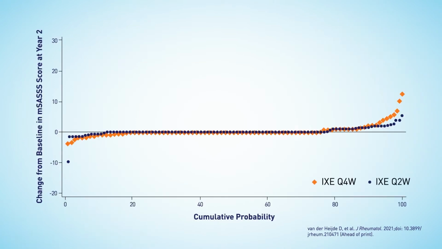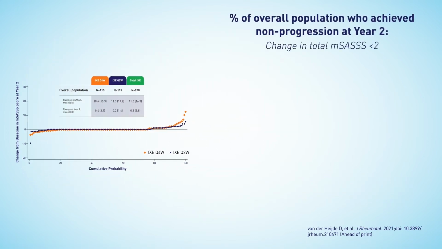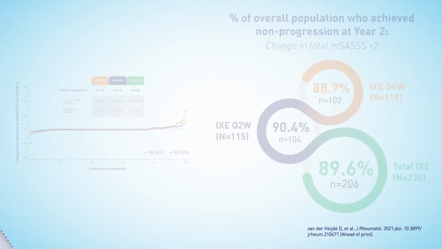The mean change in mSASSS from baseline at year 2 was 0.4 and 0.3 for the Ixekizumab every 4 weeks and total Ixekizumab groups, respectively. Based on the definition of non-progression, defined as an mSASSS change from baseline of less than 2, 88.7% of patients treated with Ixekizumab every 4 weeks, and 89.6% of all patients treated with Ixekizumab were non-progressors through 2 years of treatment.